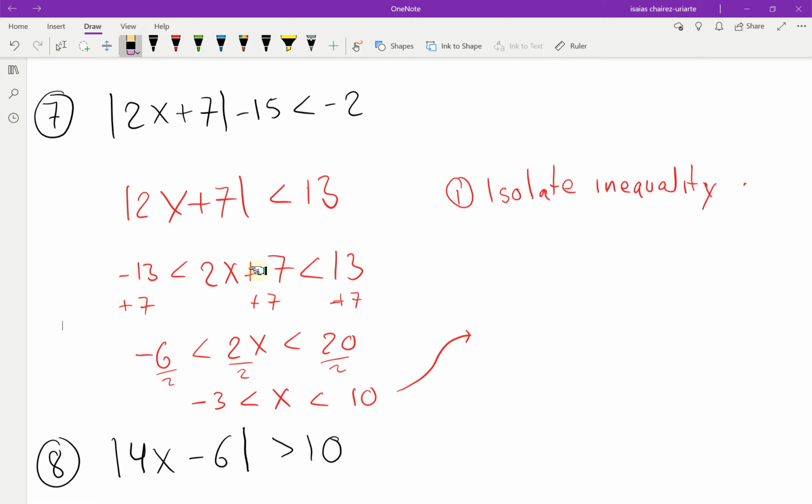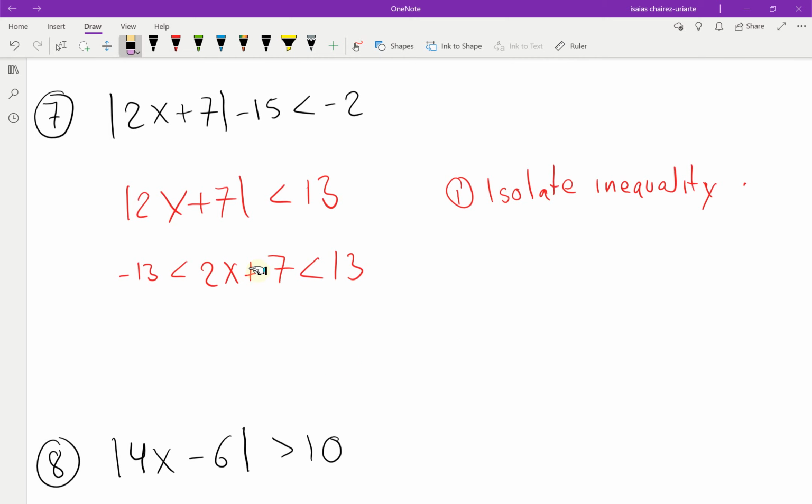I just want to erase all of this, if my computer allows me to do so. There we go. Okay, so back to this, I'm sorry. Minus 7, that's what I should have been doing, minus 7.